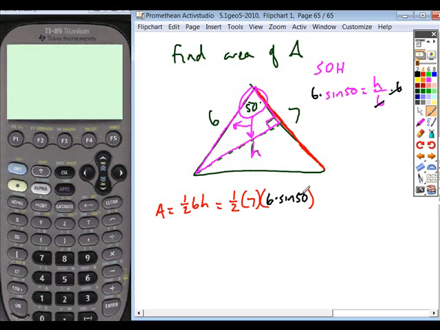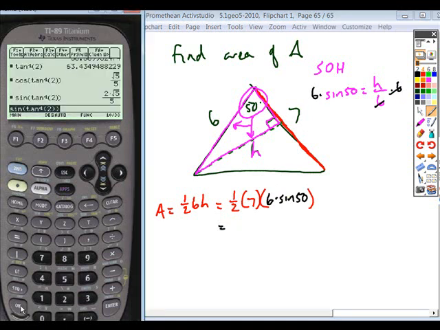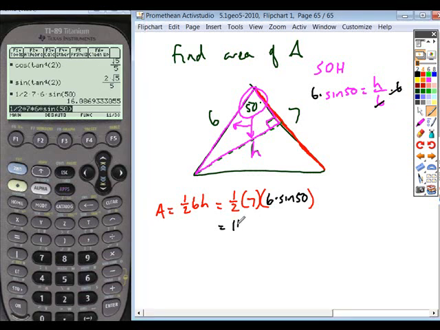I can substitute that right into my formula. Now do I have enough information to solve? Yes, so now I can just use my calculator. Take 1/2 times 7 times 6 times the sine of 50. I want my answer in decimal form, so since none of my entries have decimals in them, I'm going to either include one or hit the green diamond button, and I get my area to be approximately 16.09.